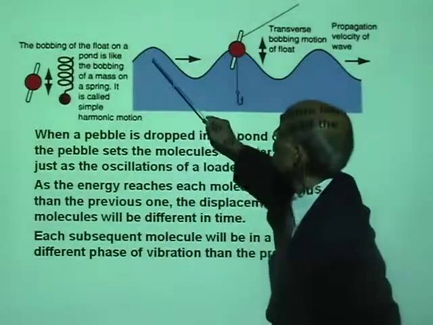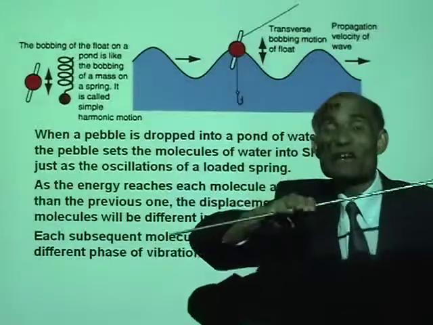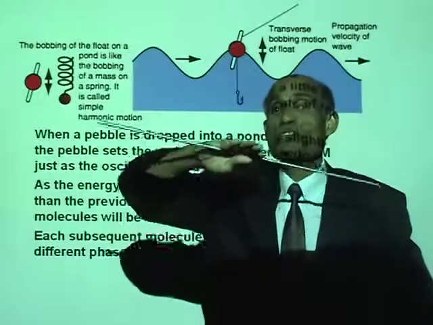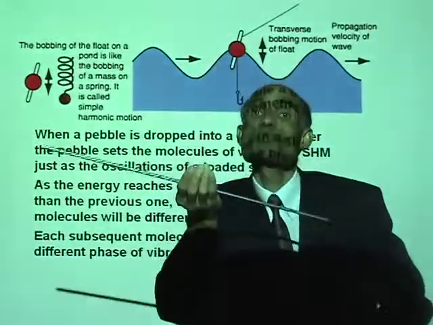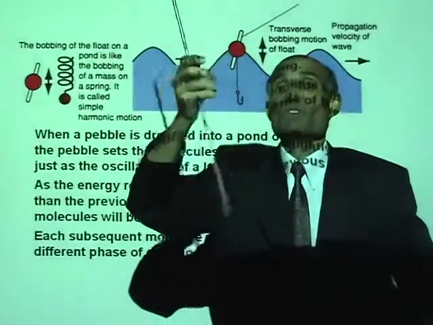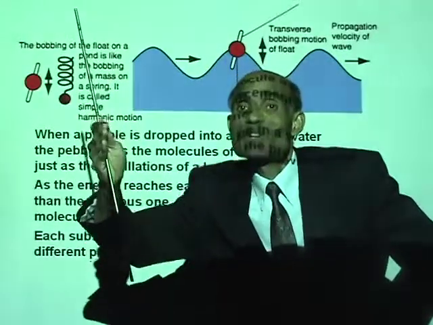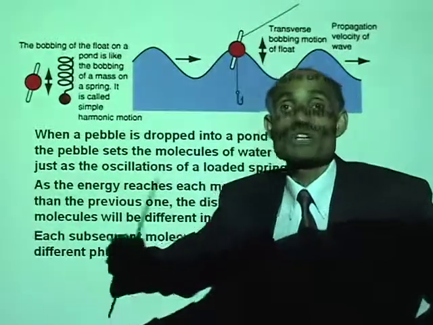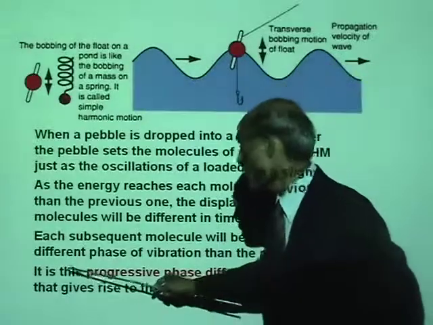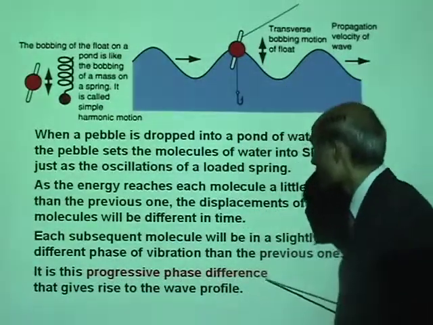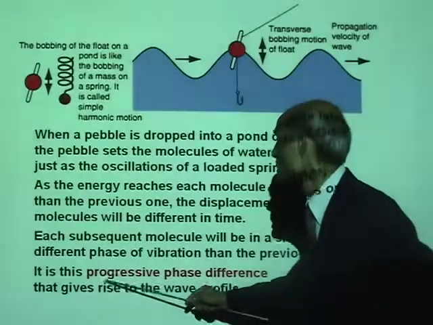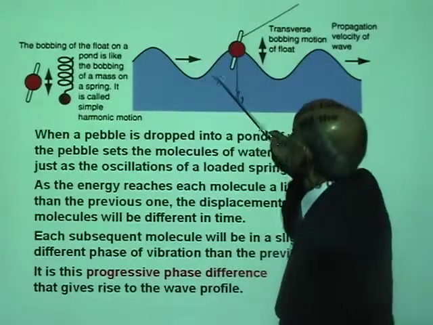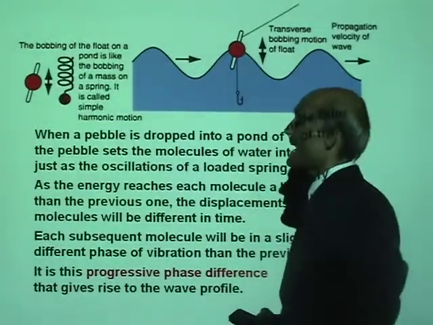And it is that different phase of vibration that makes the surface of water look like ups and downs. You see, when you have an up portion, that is where the particle is moving up. When you have a low portion, that is where the water molecules are moving down. So you have the ups and downs created in a wave. So it is this progressive phase difference that gives the rise and fall of a wave profile. A wave profile has the rise and the fall.